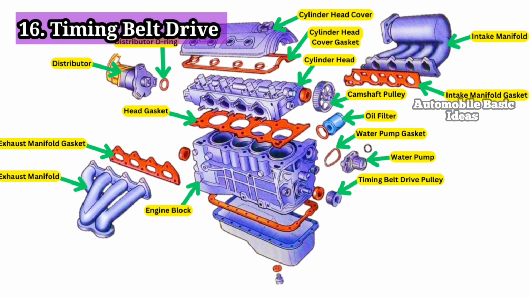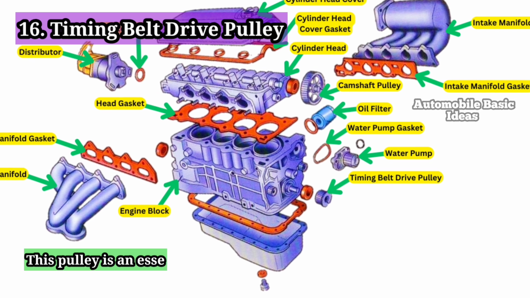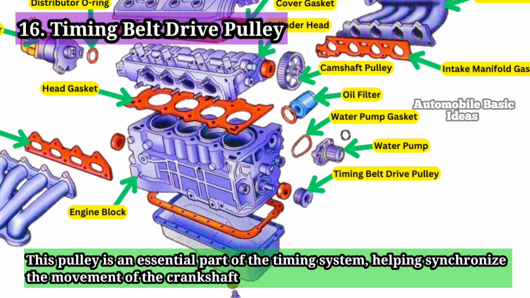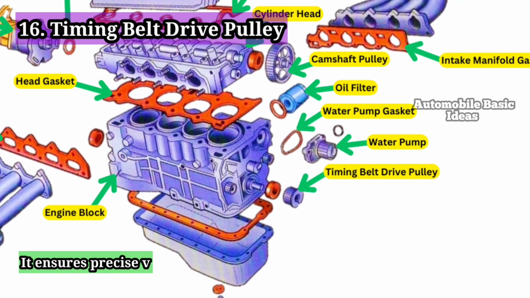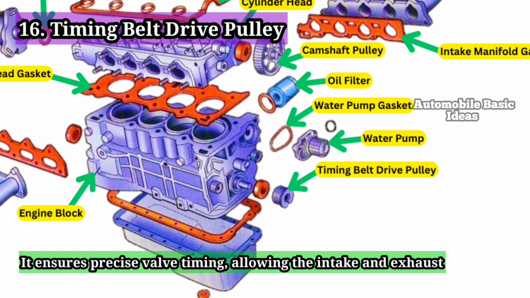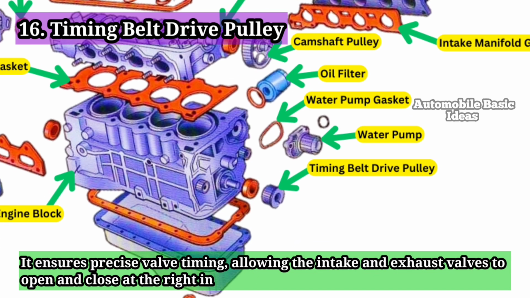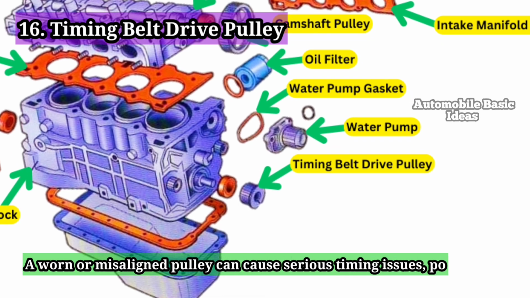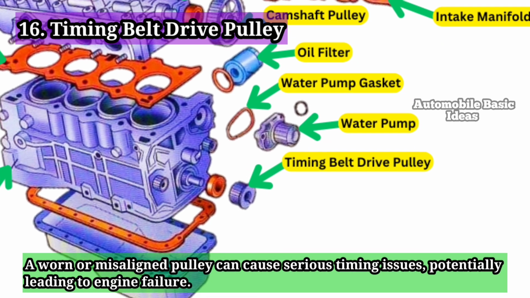16. Timing belt drive pulley. This pulley is an essential part of the timing system, helping synchronize the movement of the crankshaft and camshaft. It ensures precise valve timing, allowing the intake and exhaust valves to open and close at the right intervals. A worn or misaligned pulley can cause serious timing issues, potentially leading to engine failure.